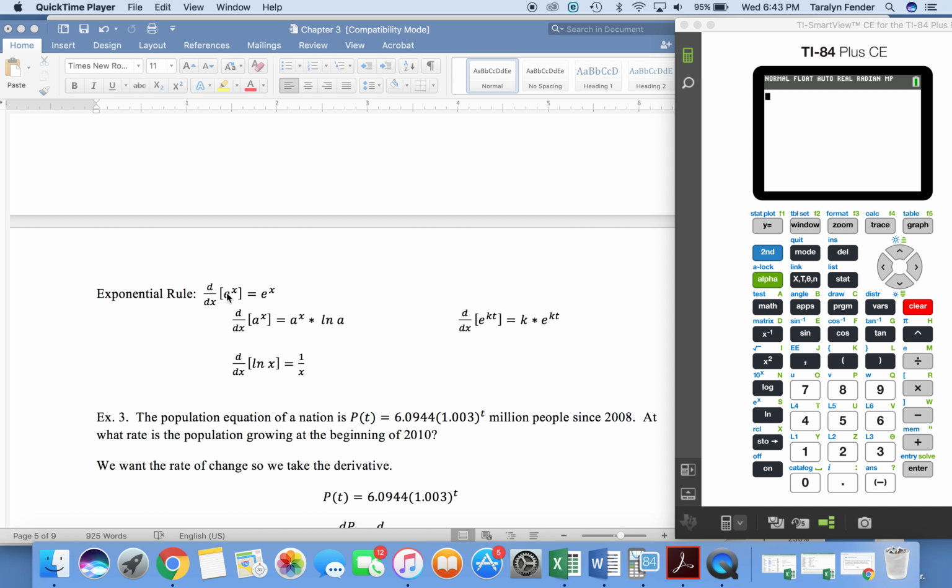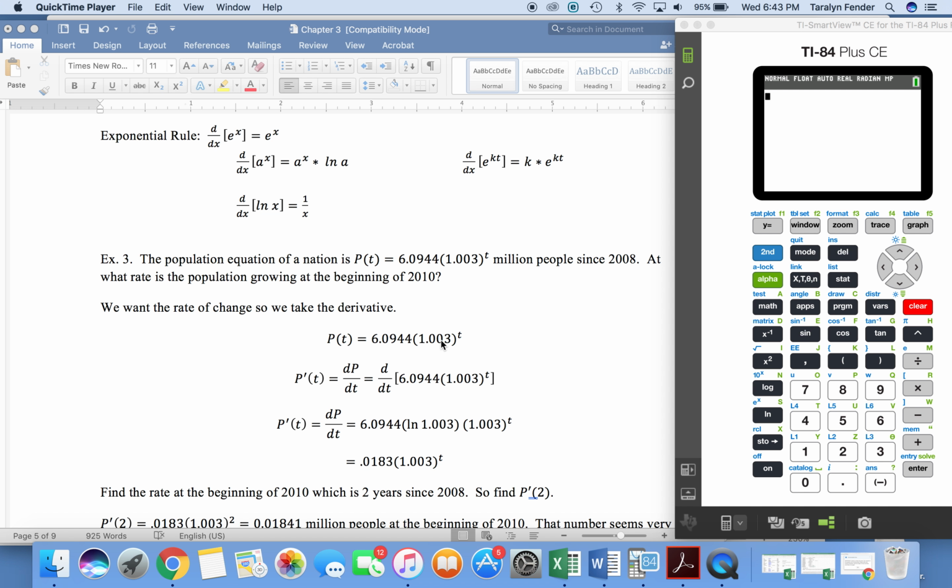So here are the rules. The derivative with respect to x of e to the x is e to the x. The derivative of a to the x is a to the x times natural log of a. The derivative of natural log of x is 1 over x. And for e to the kt power, the derivative will be k times e to the kt. The e raised to any power does not change, but what you're doing is taking the derivative of the exponent, so that's why we have the k there.